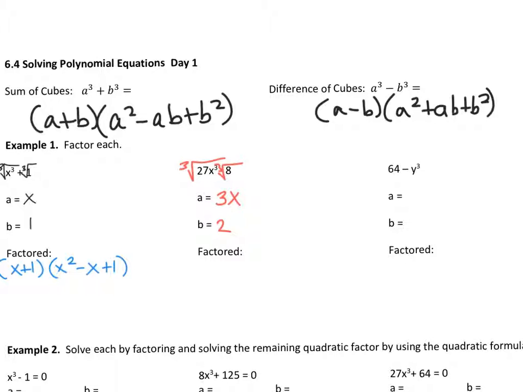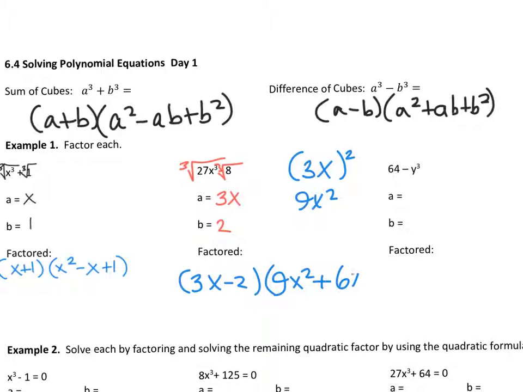It's going to be a minus b, so 3x minus 2, parentheses, a squared. So a squared is going to be the quantity 3x squared, and that's probably the biggest mistake that people make with this. It's not just 3x squared, it's the quantity 3x squared. So you need to square the 3 and the x. This is actually going to be 9x squared, plus ab, so plus 6x, plus b squared, which is 4.